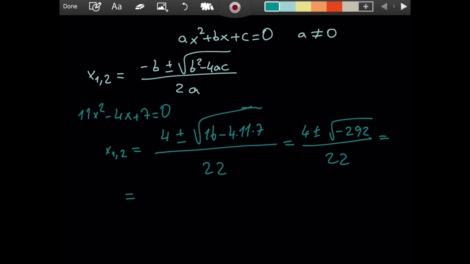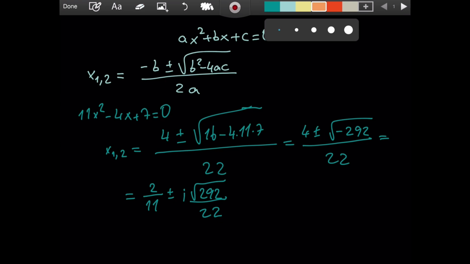So we will say, well, we can simplify maybe 2 over 11 plus or minus i, then the square root of 292 over 22. Maybe I can factor out some things from 292, let's see. But we don't need to. If you are asked this on an exam, then I would suggest that you simplify as much as possible. But if you're just looking for the answer, well, there you go. This is the answer.